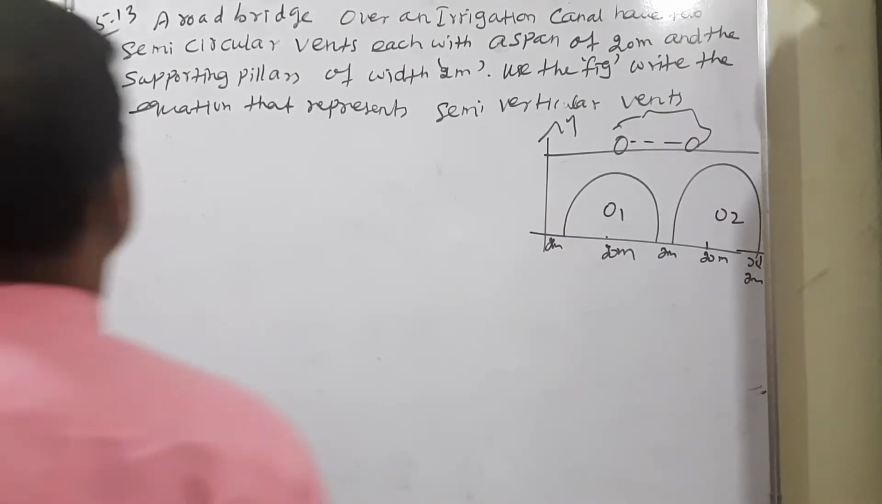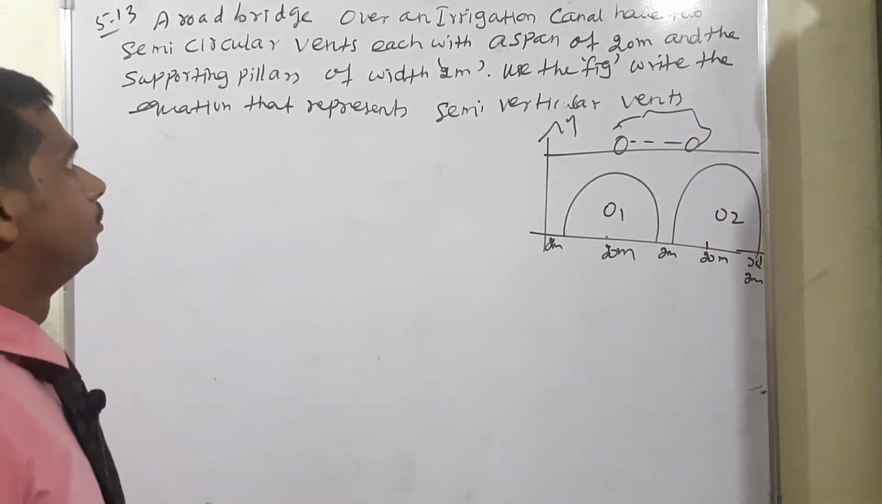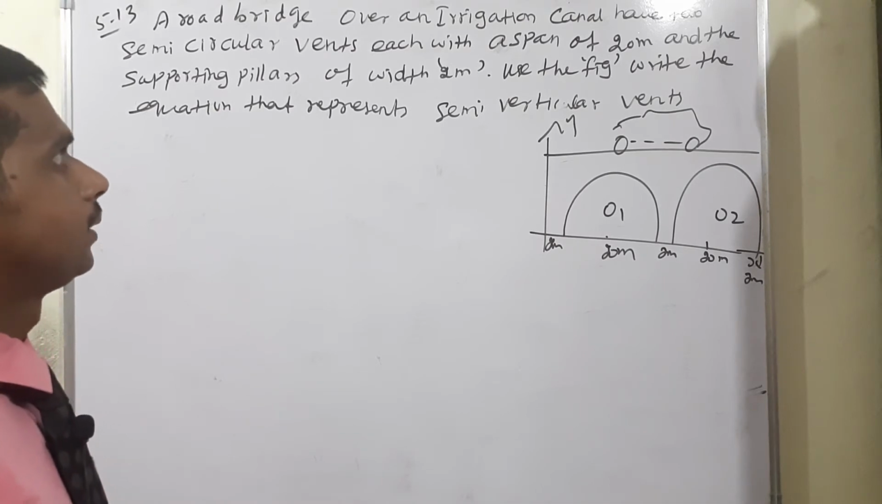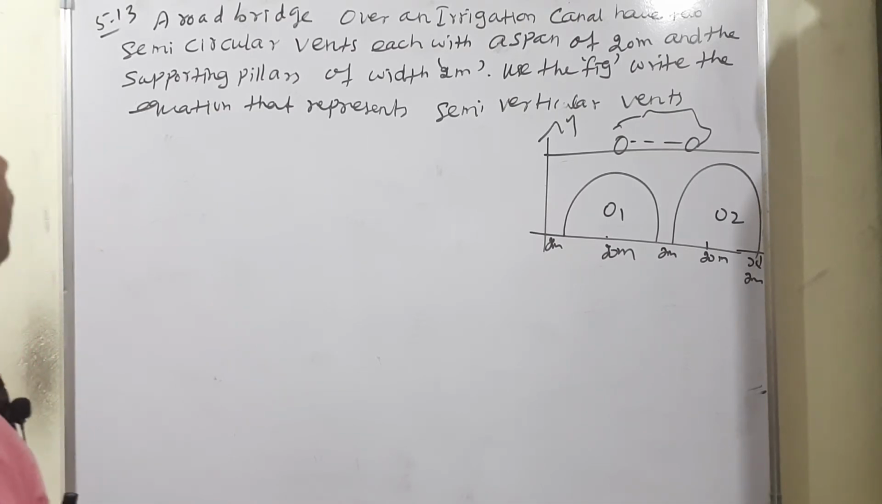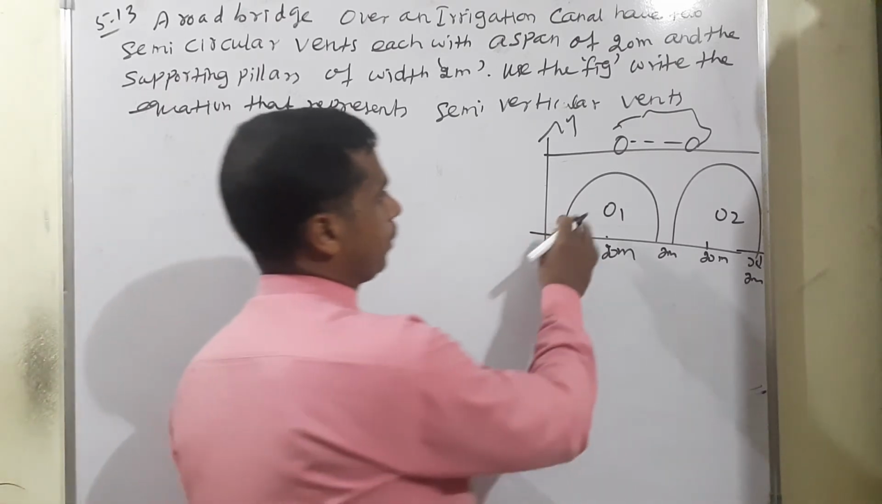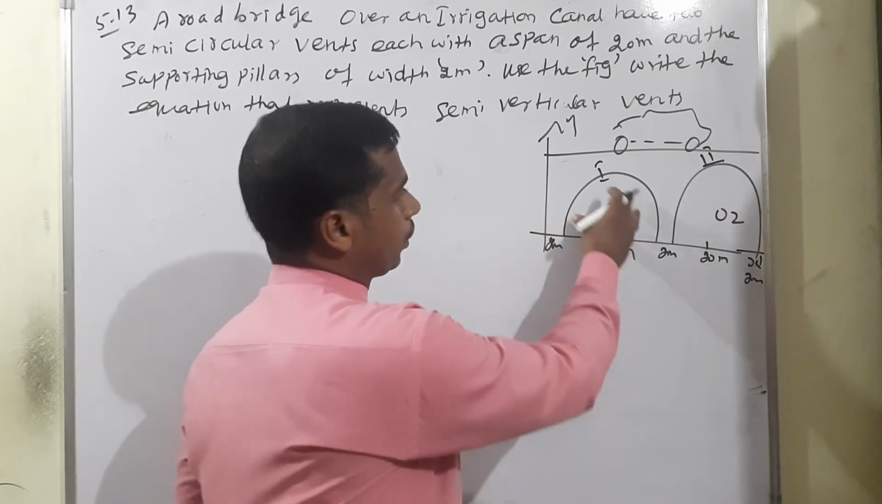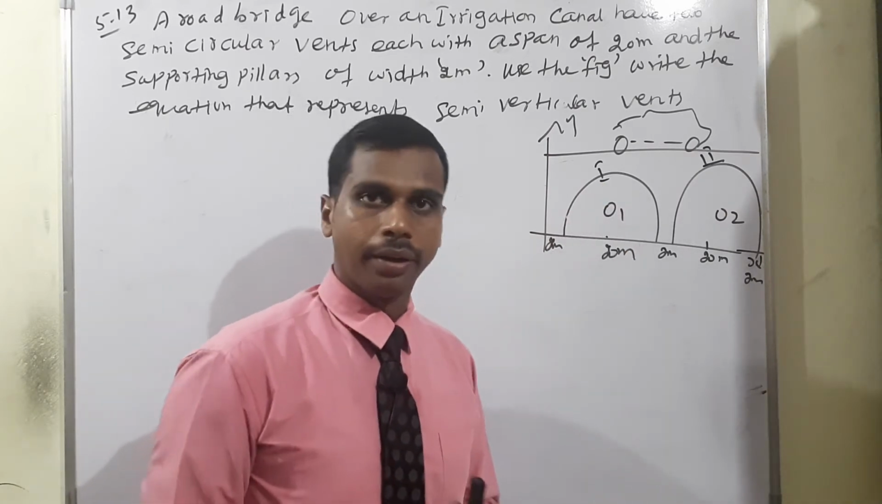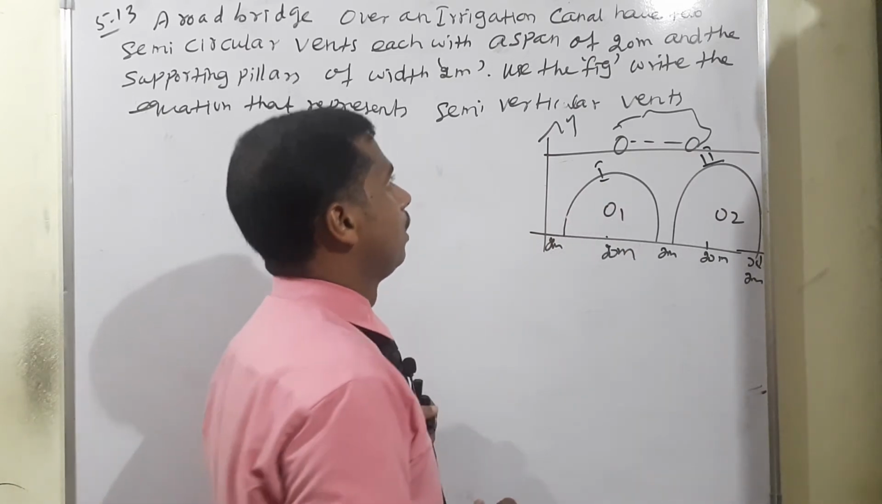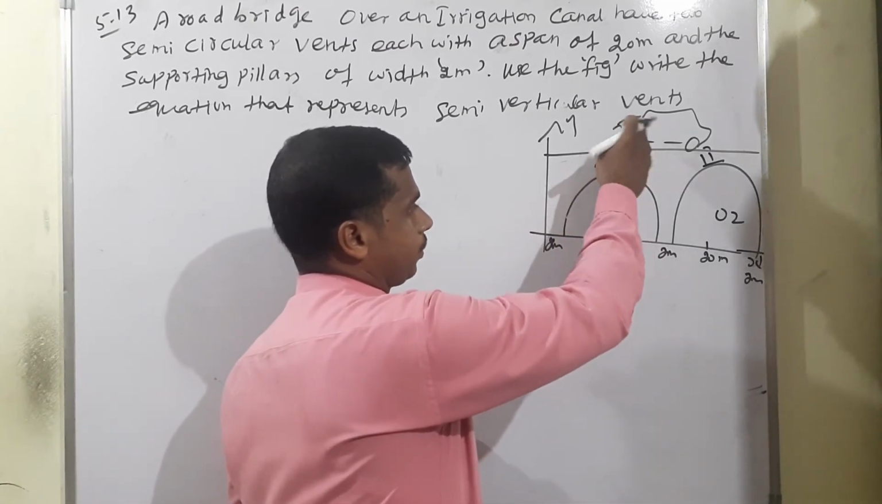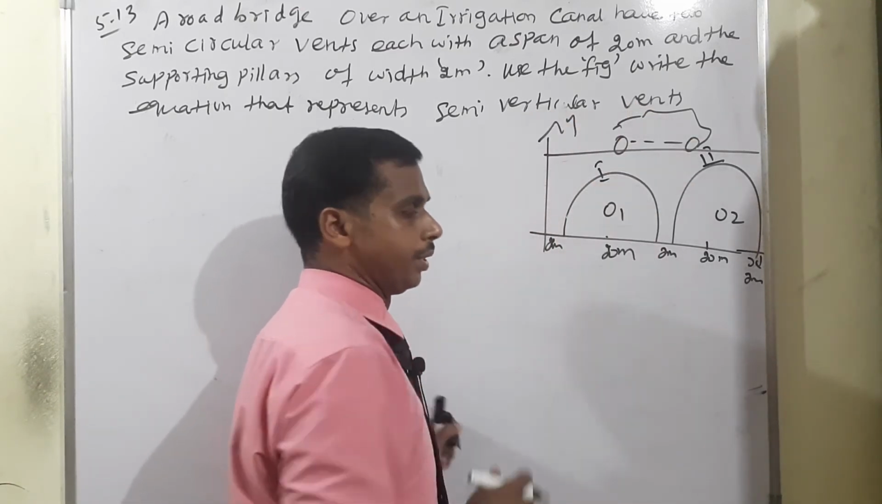Moving to example 5.13, a road bridge over an irrigation canal has two semicircular vents. This is vent 1, this is vent 2. They carry the water flow during rain or whatever the season. So one bridge is there, with the road over the bridge.